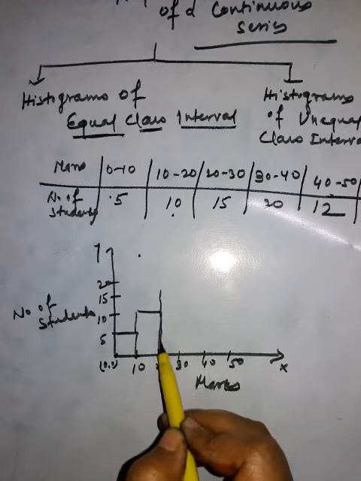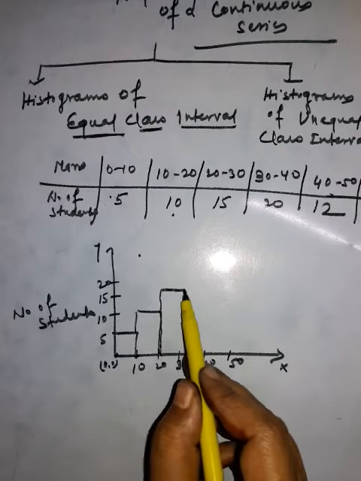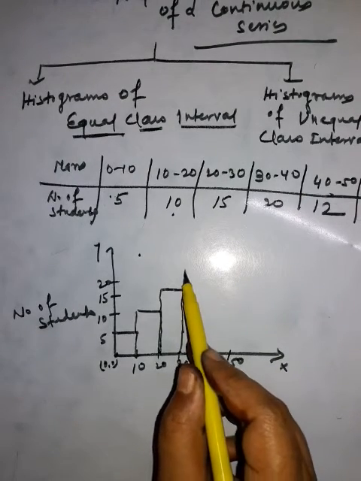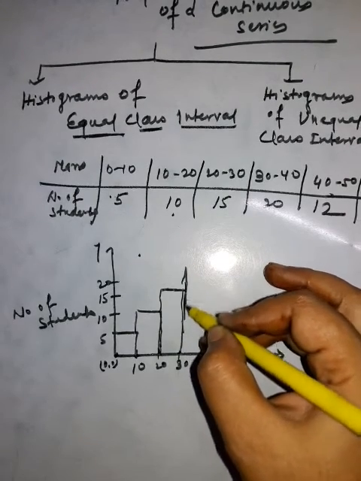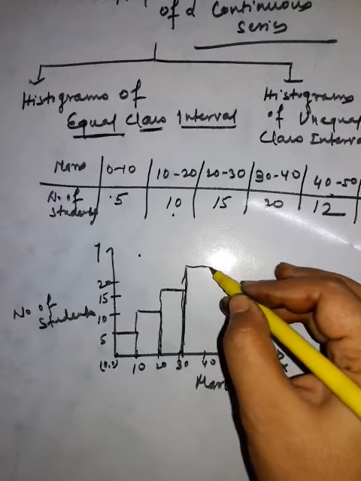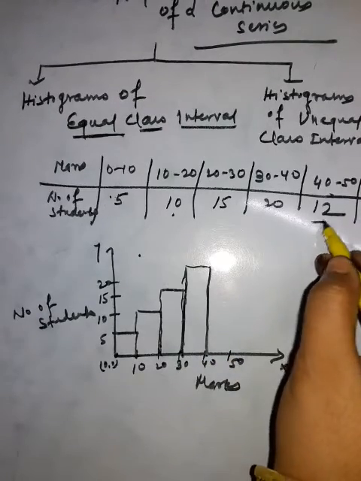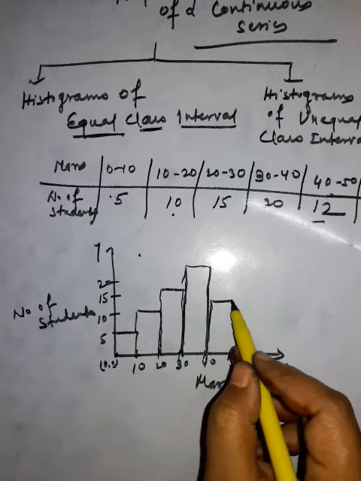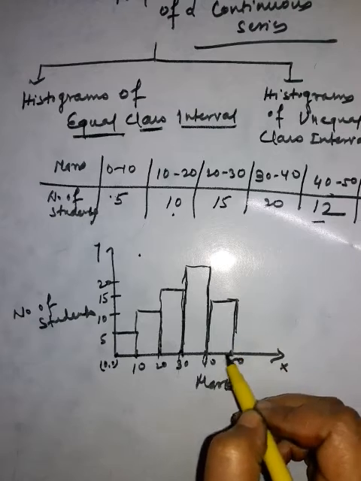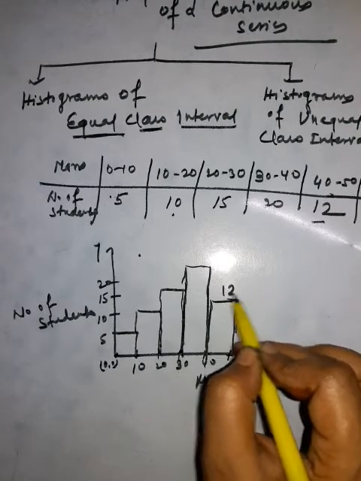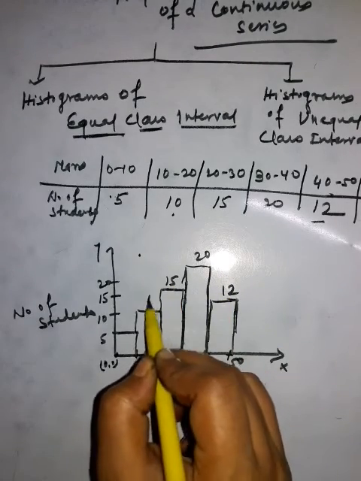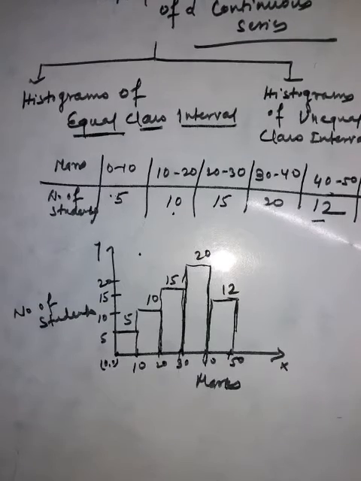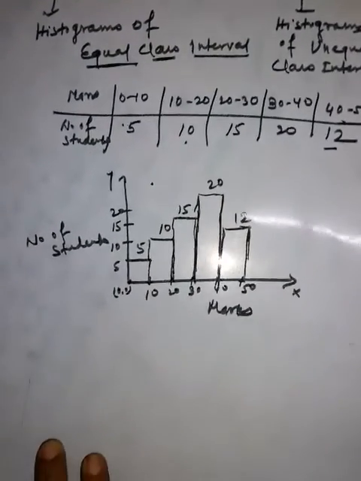Now 30 to 40 is 20, so here will be the 20. Then 40 to 50 is 12. Right here 12, that is 20, that is 15, that is 10, that is 5. That is the histogram of equal class interval. That is very easy. Now the second one is the histogram of unequal class interval.